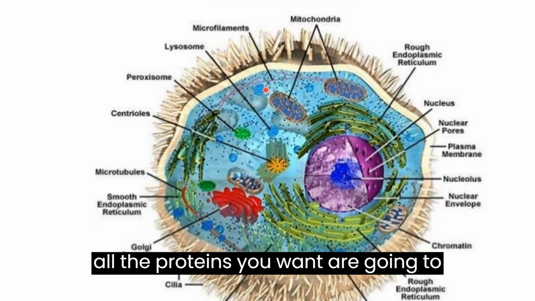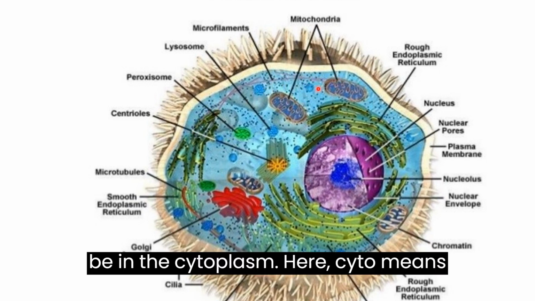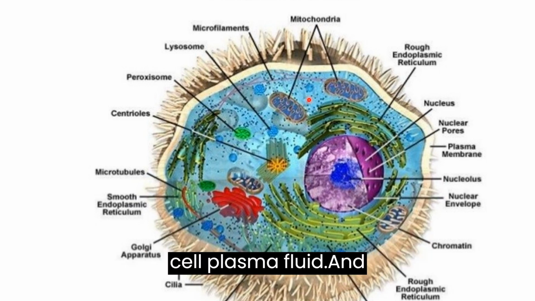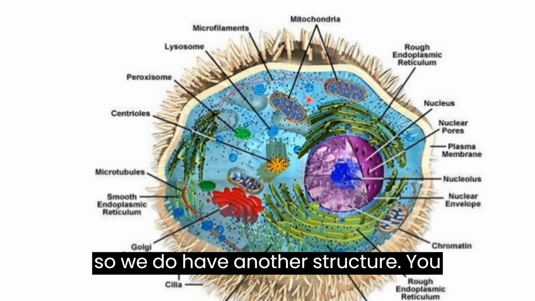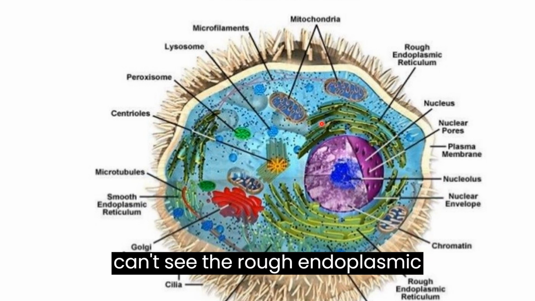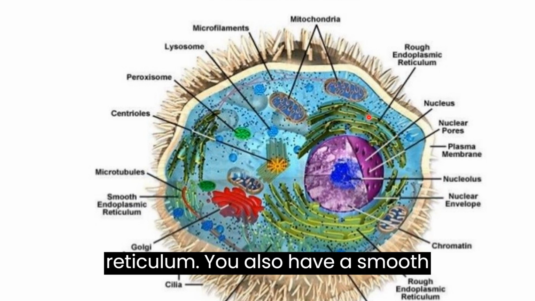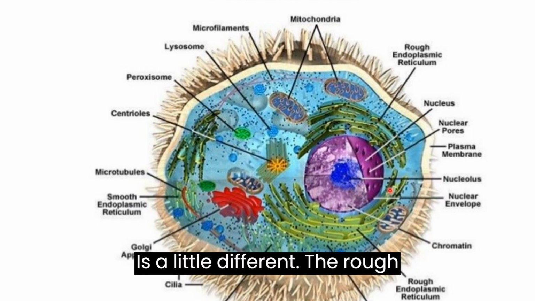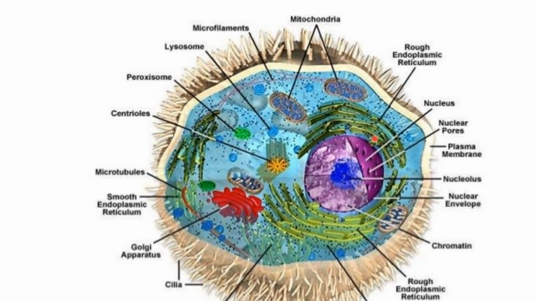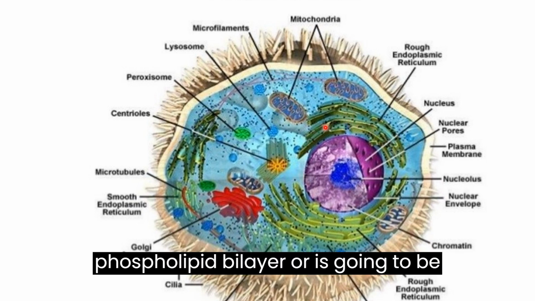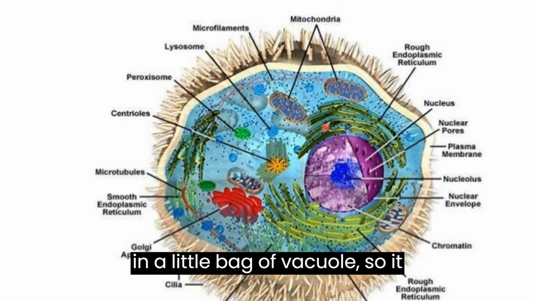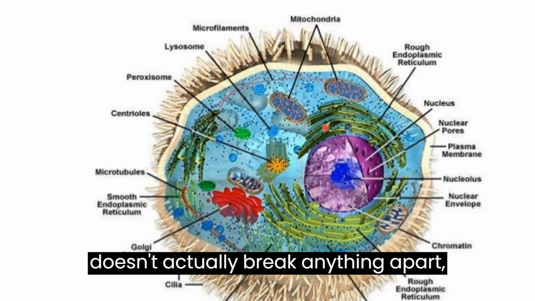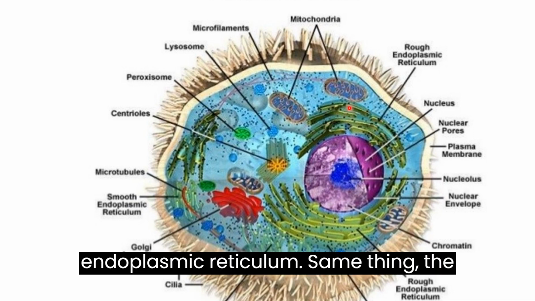Now, not all the proteins you want are going to be in the cytoplasm here. Cyto means cell, plasma, fluid. And so we do have another structure. You can see the rough endoplasmic reticulum. You also have a smooth endoplasmic reticulum, which is a little different. The rough endoplasmic reticulum has ribosomes attached to it. And when you want to make a protein that's going to be bound to a phospholipid bilayer or is going to be in a little bag, a vacuole, so it doesn't actually break anything apart, you're going to make it in this rough endoplasmic reticulum.